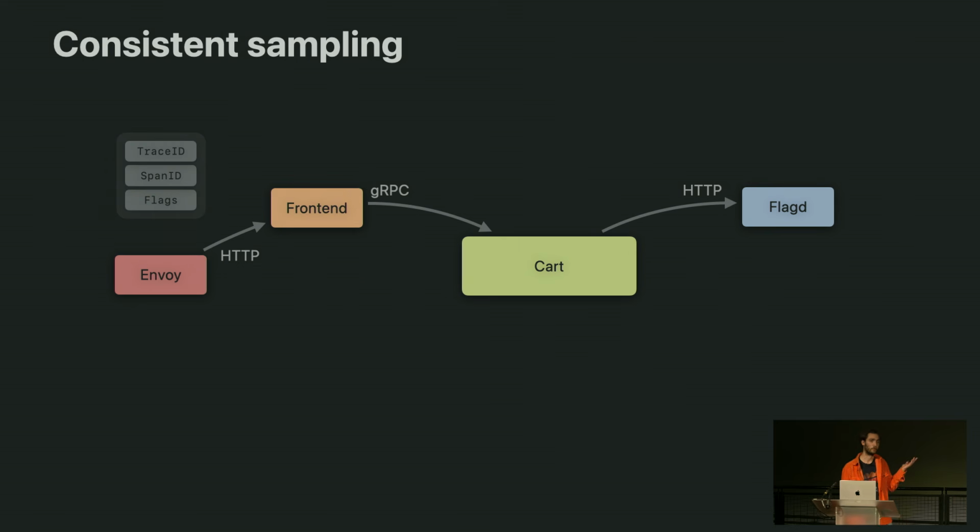However, in this example, if the root span was not sampled, then we also want to forward that information so that we don't unnecessarily sample any other related spans.